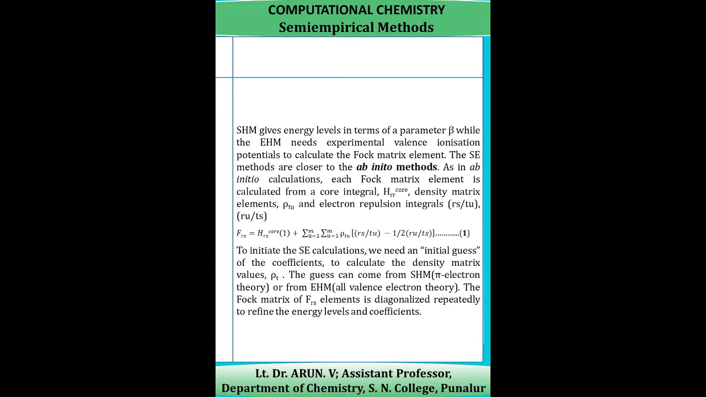To initiate the semi-empirical calculations, as in the case of all computational chemistry methods, we need an initial guess of the coefficients. And also, in order to calculate the density matrix element rho_TU, we need an initial guess. The guess comes from the simple Huckel molecular orbital theory or from the extended Huckel molecular orbital theory. The Fock matrix is then diagonalized repeatedly to refine the energy levels and coefficients.